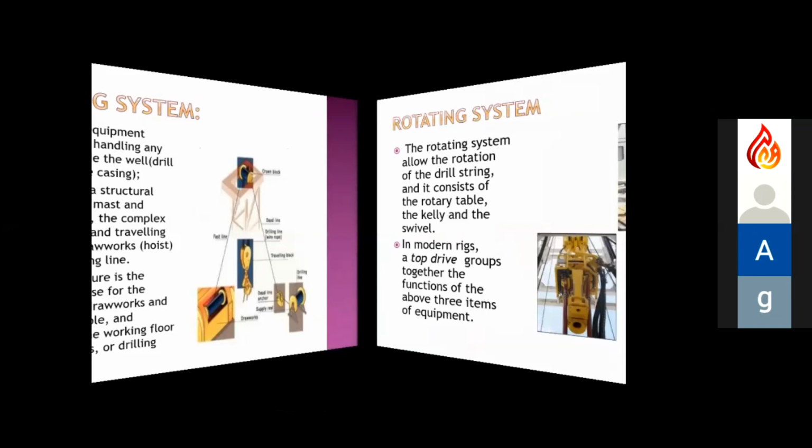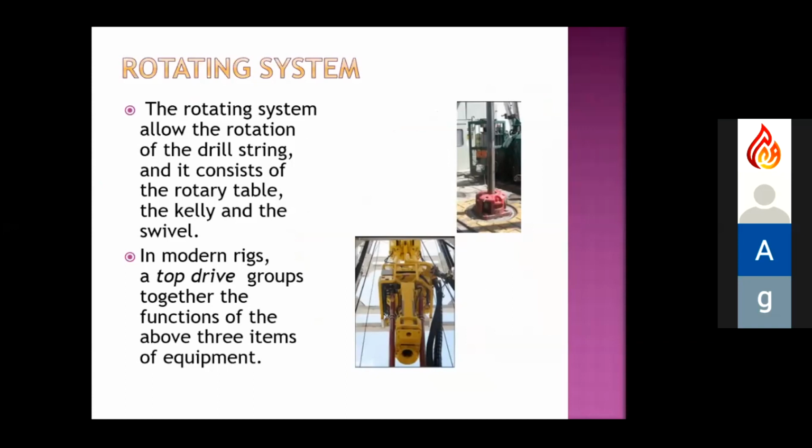Rotating system: we have a rotary table and a swivel. This is in all rigs. In modern rigs now, we have top drive groups. This is three in one. It's a TDS. Instead of the Kelly and swivel, it does the same for both of them, the same target or same action. It's rotating.